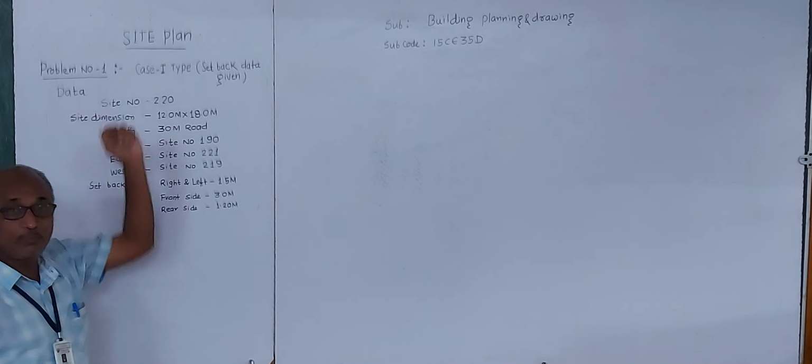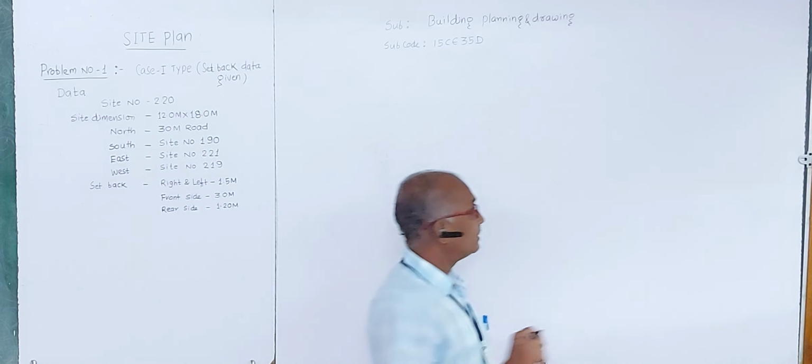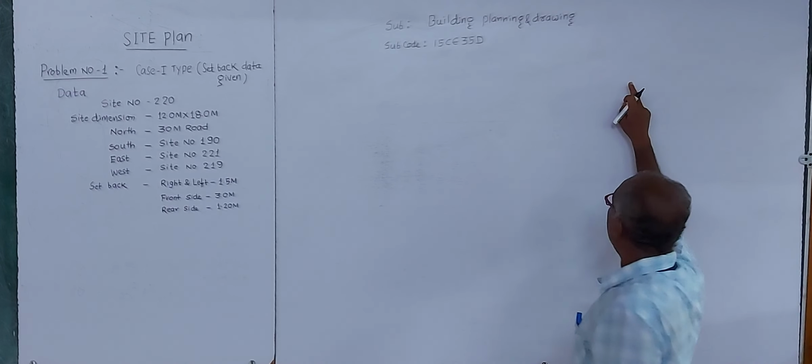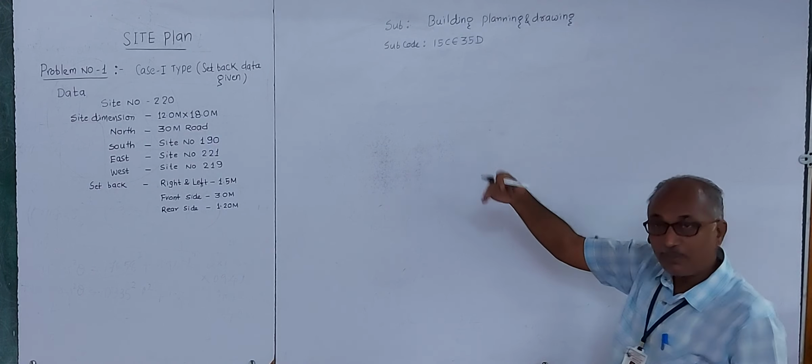Before going to draw the site plan, you have to understand the north direction. That is the most important thing. If a different direction is considered, then the site plan will come out differently. Here you have to consider the north direction like this, and with reference to the north direction you have to draw the site plans.